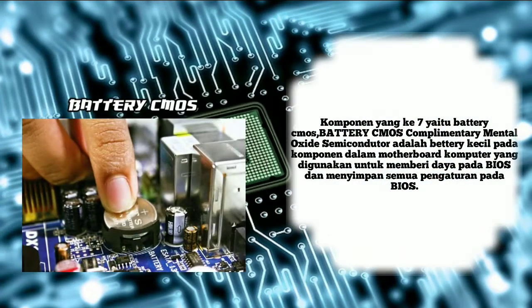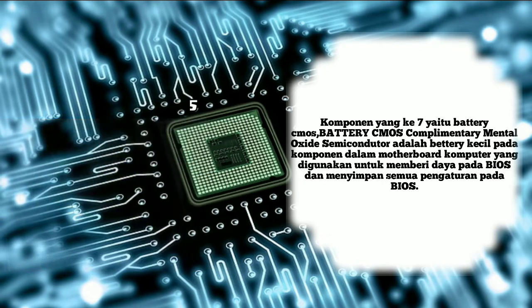The next component is the CMOS battery. A CMOS battery, or complementary metal oxide semiconductor, is a small battery on a component in the computer motherboard that is used to power the BIOS and store all settings in the BIOS.